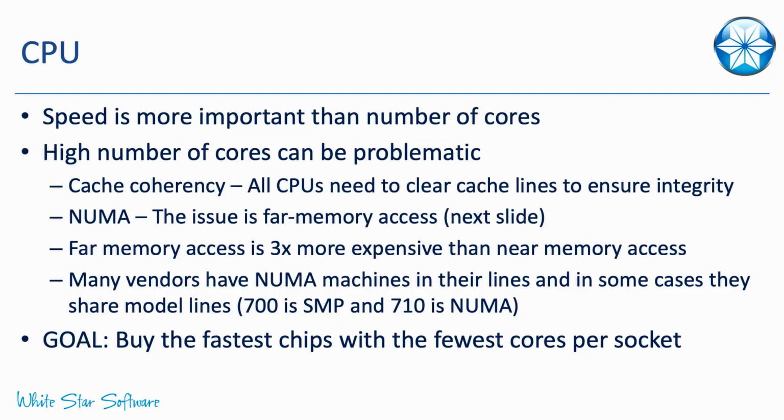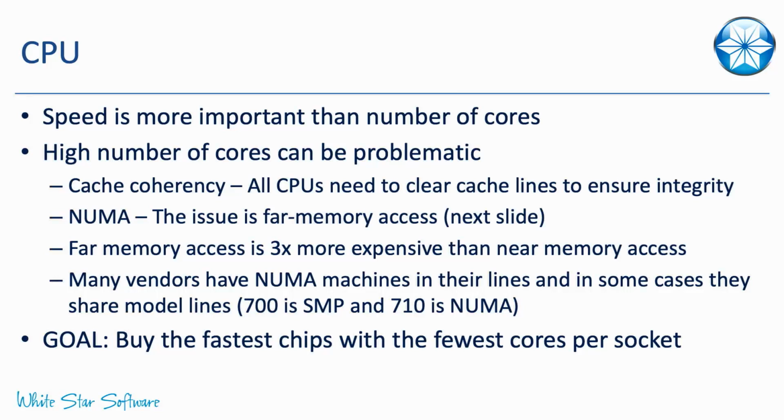CPUs, this is where we see most people make the biggest mistakes. What they do is they go out there and they buy the maximum number of cores. That's not the best policy. The maximum number of cores leads to 2 potential problems. First is the cache coherency problem.